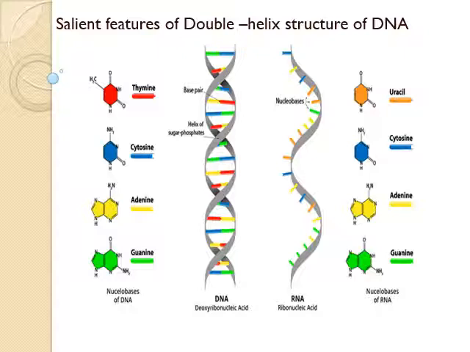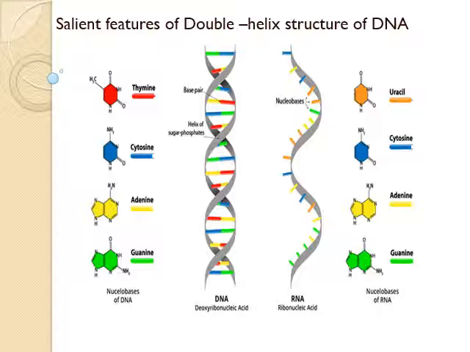Already I said the two chains have antiparallel polarity, that is 5' to 3' for one strand and 3' to 5' for the other strand. The bases in two strands are paired through hydrogen bonds, forming base pairs. Adenine with thymine forms two hydrogen bonds from the opposite strand. Then guanine with cytosine forms three hydrogen bonds.